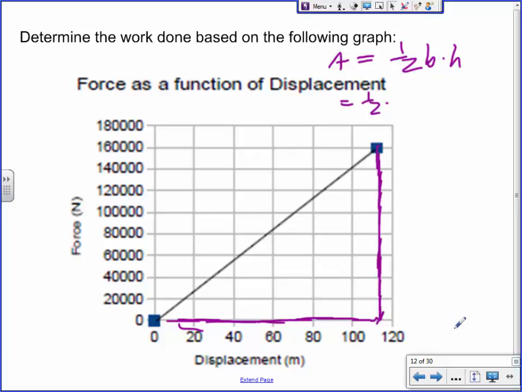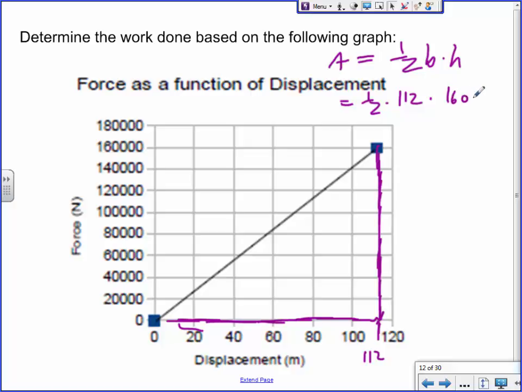Unless it's crystal clear, we might have to make a little bit of an estimation here. How much for this base would you guys say it goes over to? I feel like it's slightly more than half. 110 is half. Like 112, maybe? On a graph like this, there's no really right answer, because there's a little bit of interpretation. I'll go with 112. Thanks, Bert. And in terms of height, I think height is clear, though. That's 160,000.